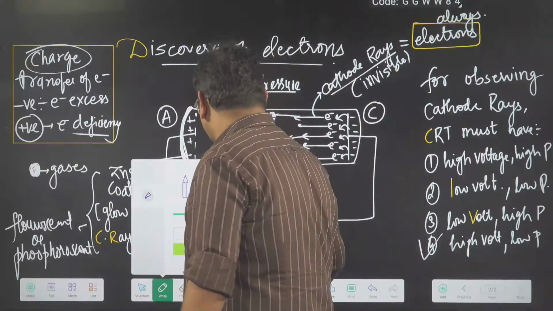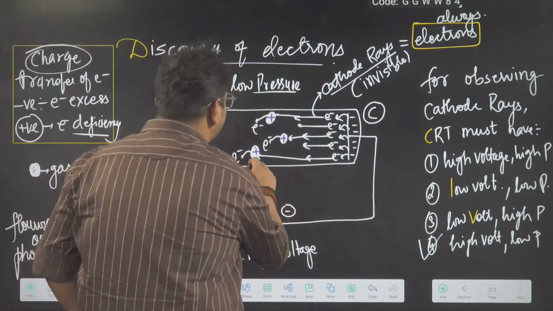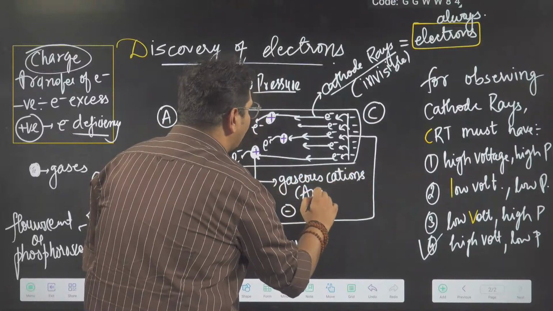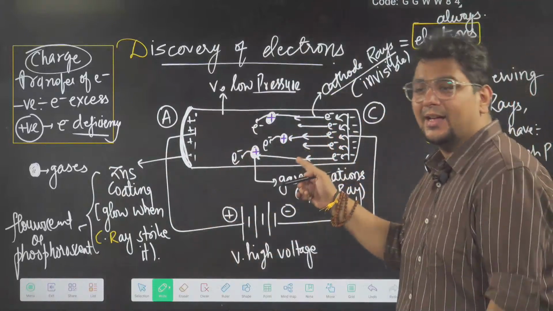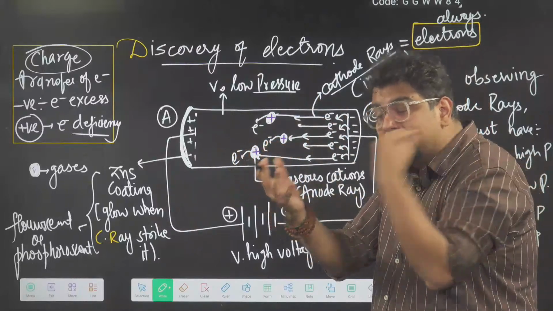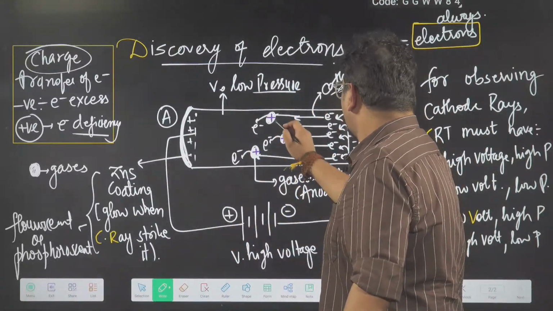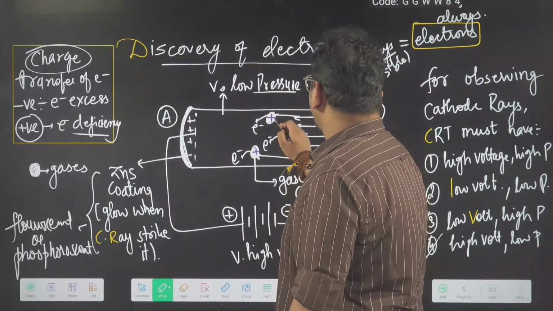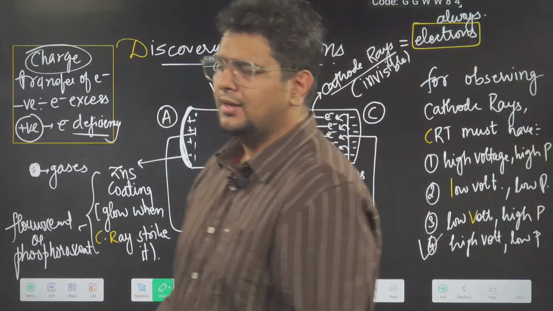What charge will come on these gases? Positive. Very good. And these positively charged gaseous cations are called anode ray particles. These gaseous cations, made by the collision of electrons with the gas, will run towards the cathode. Cations are positively charged, so positively charged particles will run towards the cathode, which is negatively charged.